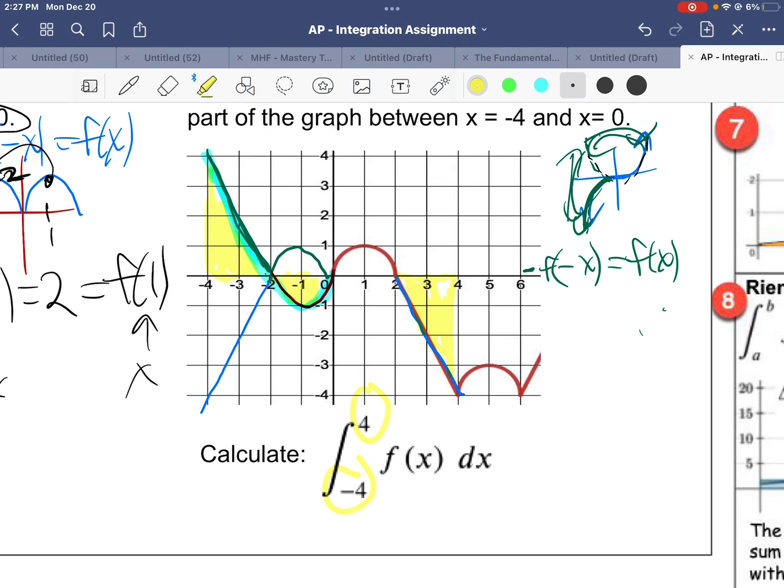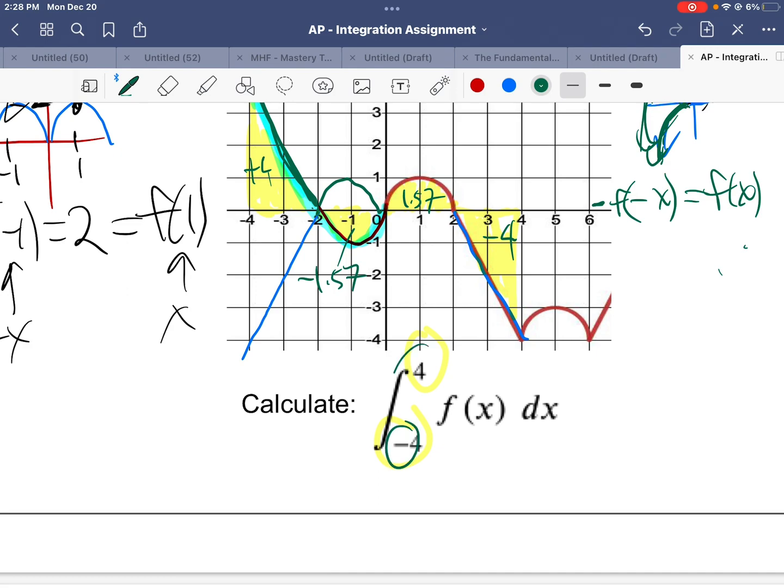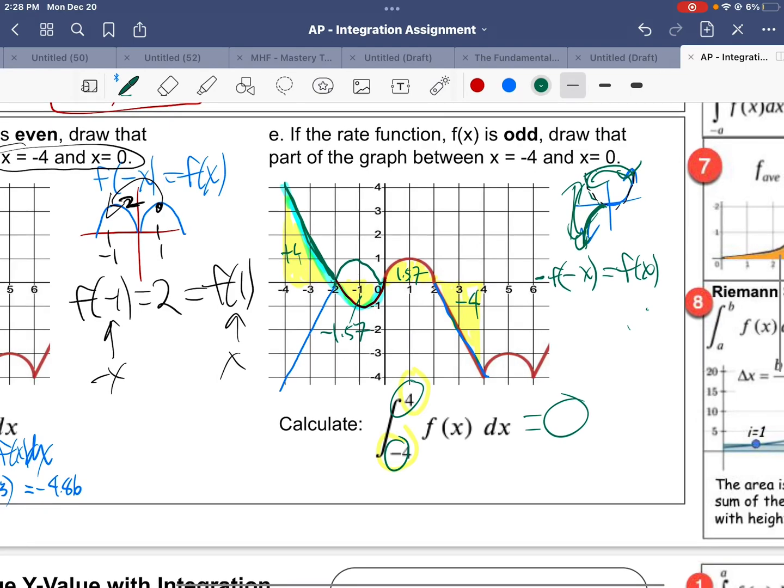Then I do the semicircle. Well, that semicircle is underneath. A semicircle of the same size is above. Well, look at that. So if we look at numbers, that's positive 4, that's negative 4, that's going to be negative 1.57, that's going to be 1.57. So altogether, the area from negative 4 to 4 is 0. Okay, so the area for an odd function will always be 0.